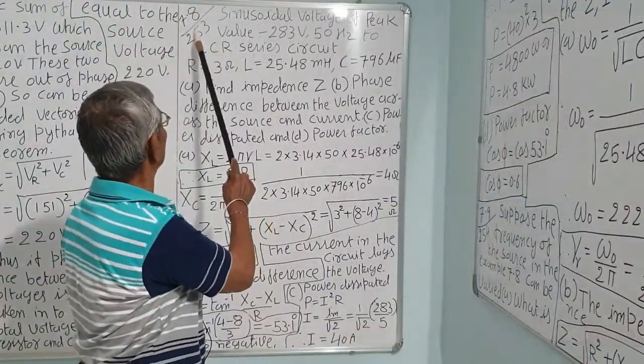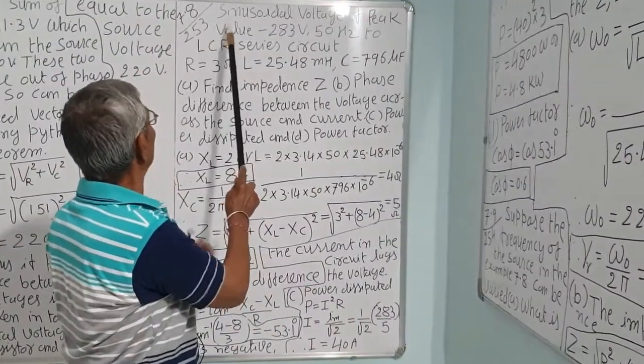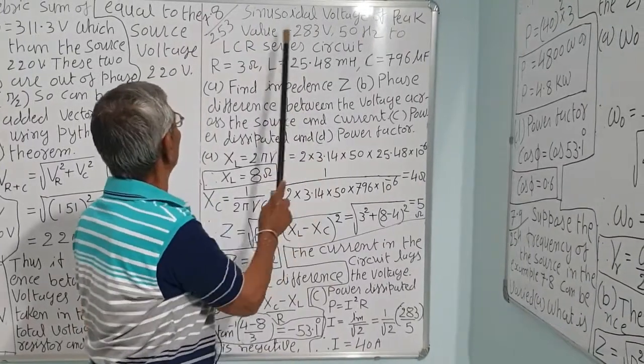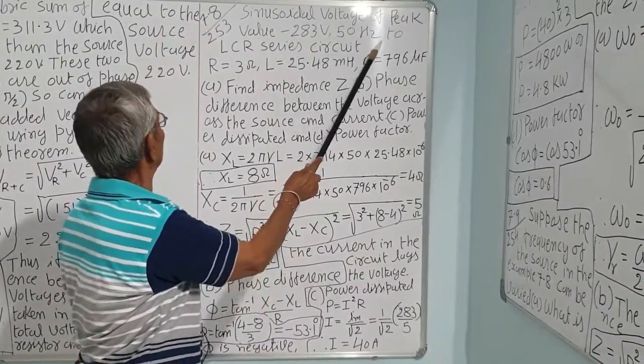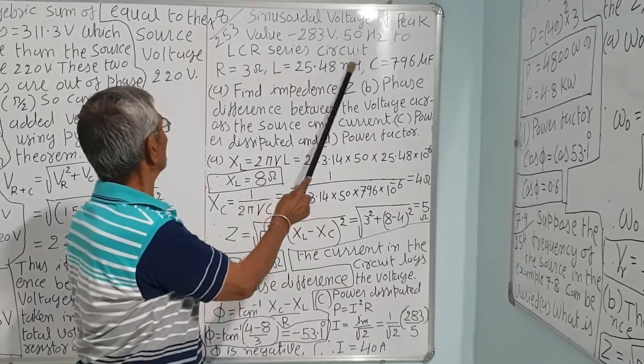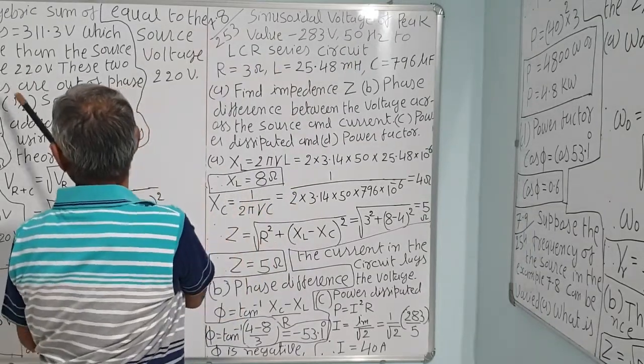Example 7.8 on page number 253. A sinusoidal voltage of peak value 283 volt and 50 hertz is applied to an LCR series circuit as this one, but there is an LCR.